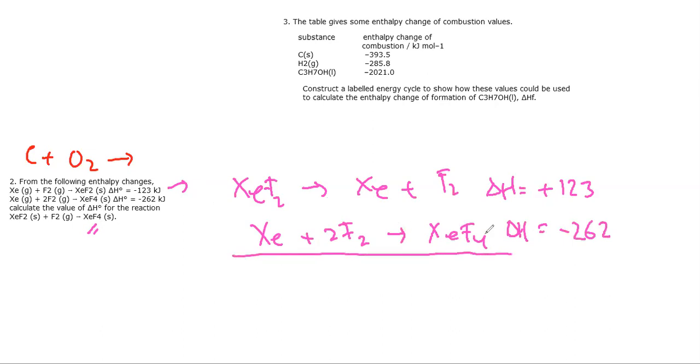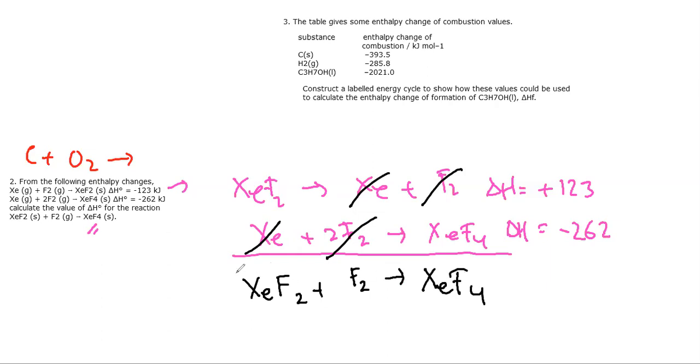If I add the two together, I can cancel Xe because I have the same substance on different sides, and the amount of Xe is also one. How about F2? If I cancel F2, I still have one leftover F2 on the left hand side, because I have two molecules of F2 on the left hand side but one molecule of F2 on the right hand side. So next, I have XeF2 and F2 to give XeF4. Look at this: the equation that I have manipulated already matches the one given in the question.